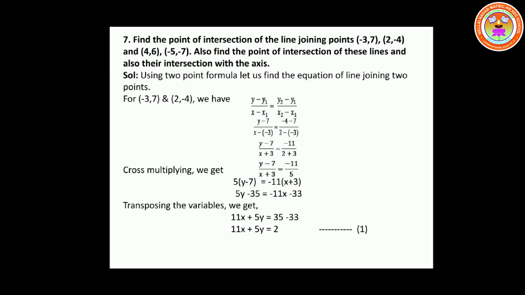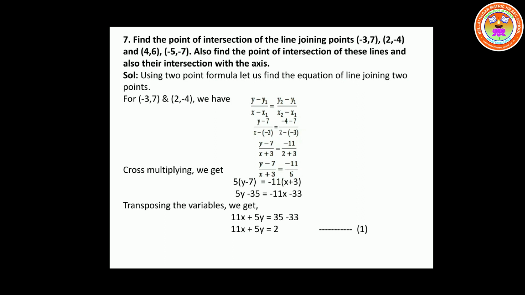Now what we are going to do is cross multiply. So 5 goes to the numerator on the LHS and x plus 3 goes to the numerator on the right hand side. So what you have is 5 of (y minus 7) equal to -11 of (x plus 3). Now multiply the numbers, 5 inside the bracket and -11 inside the bracket. So you get 5 into y is 5y minus 5 sevens are 35 equal to -11 into x is 11x, minus symbol. Next minus into plus becomes minus, 11 into 3 is 33.